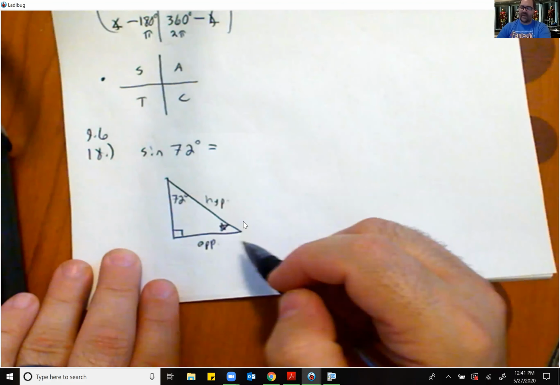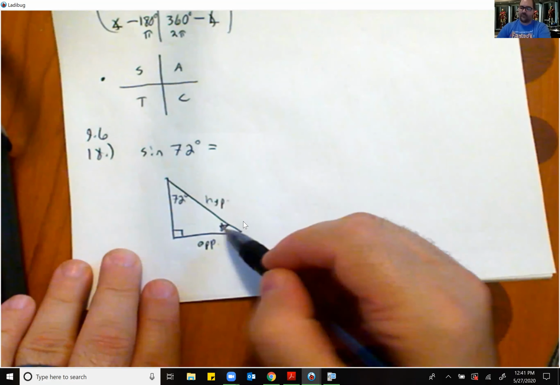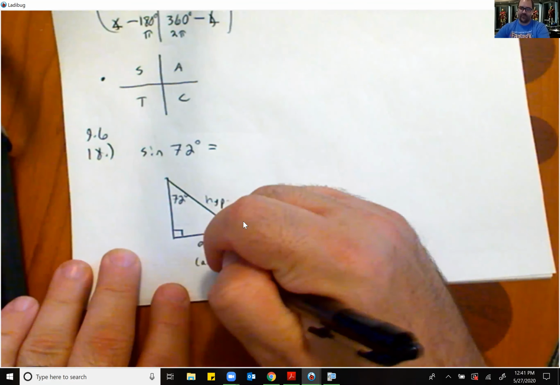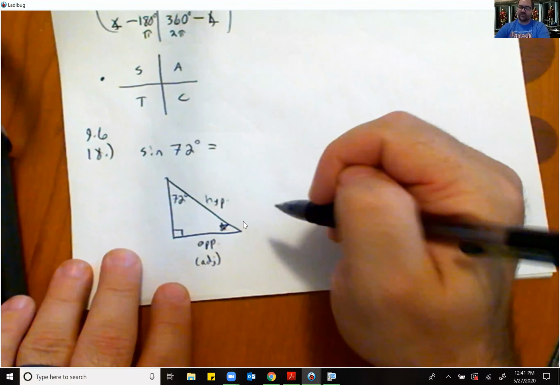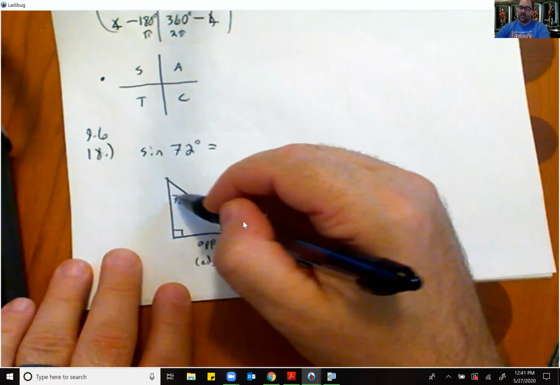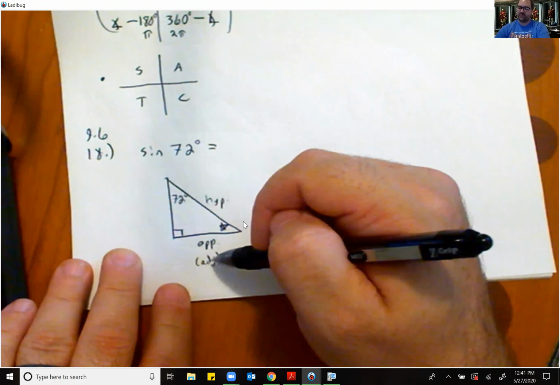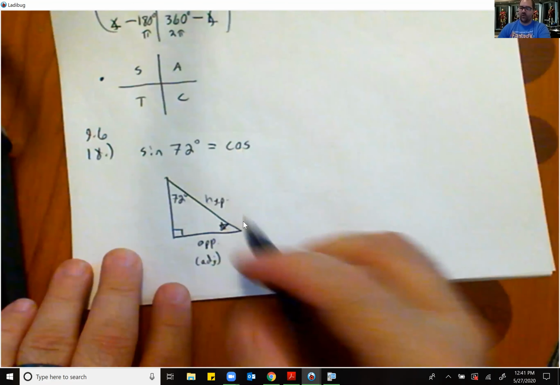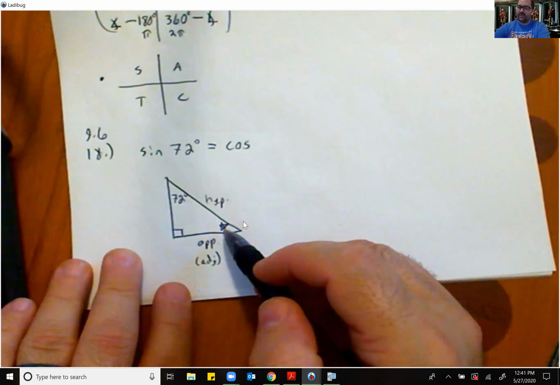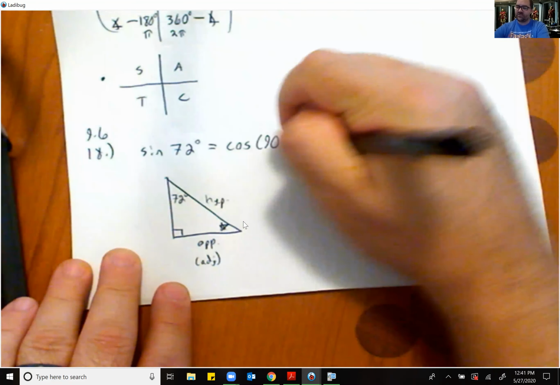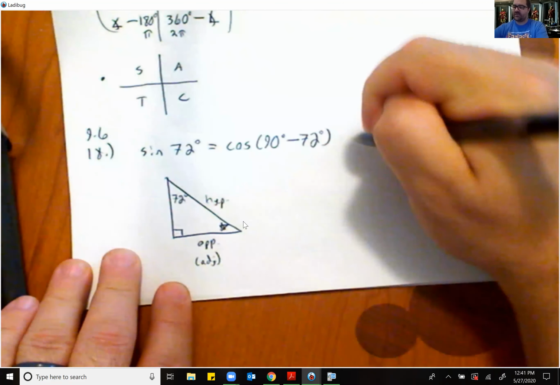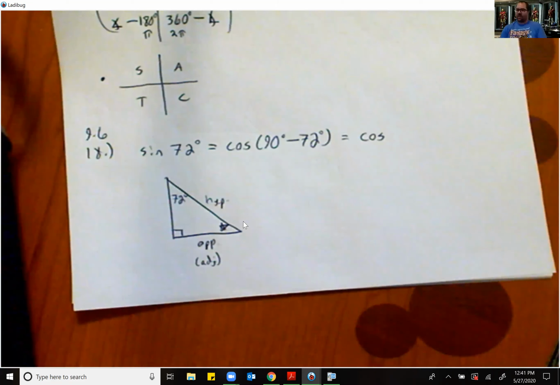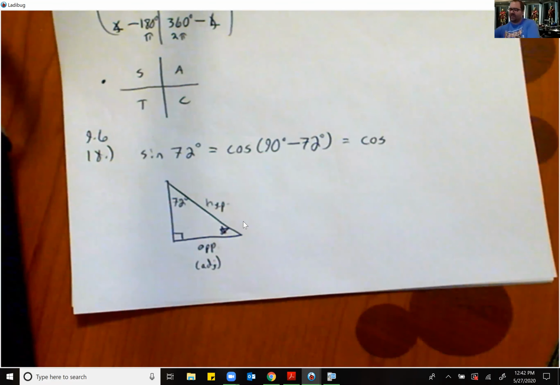But if I'm at this angle, that means this guy is the adjacent, and that's still the hypotenuse. So who is the cofunction for sine 72? Well, it will be the adjacent and the hypotenuse, so that will be cosine. And then what is this angle? Well, you're going to take 90 degrees minus 72 degrees, and so that will give us cosine of, let's see here, 18 degrees.